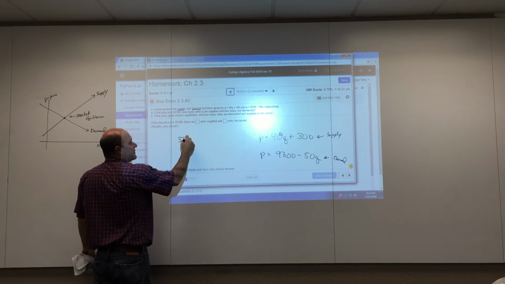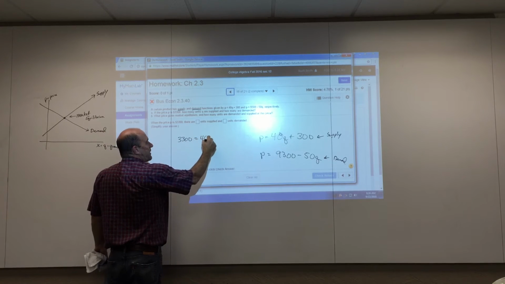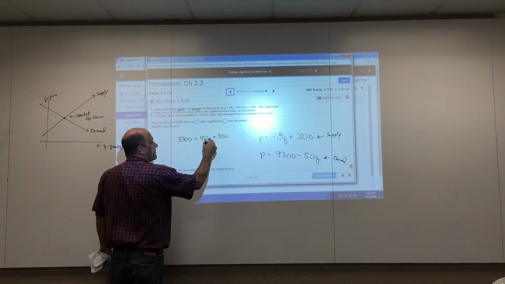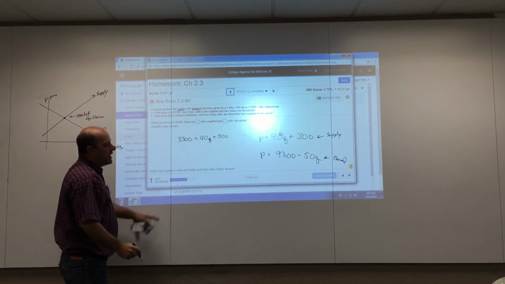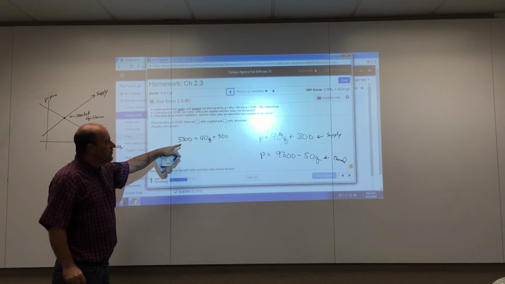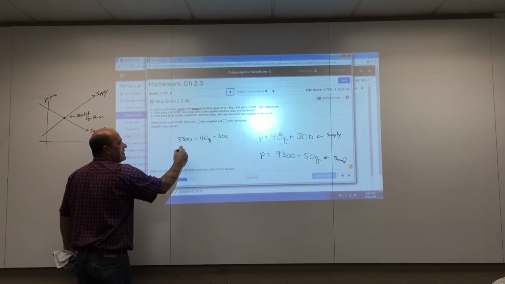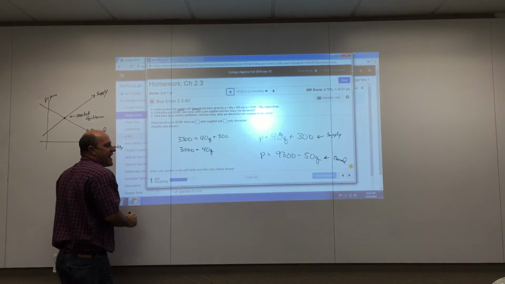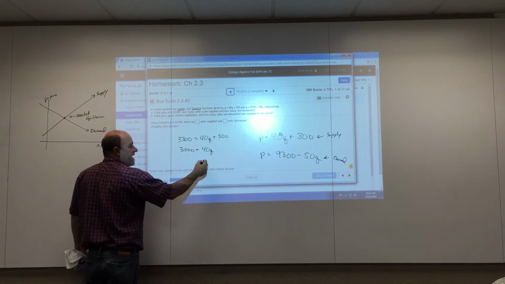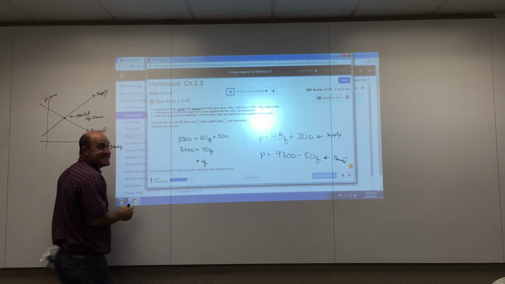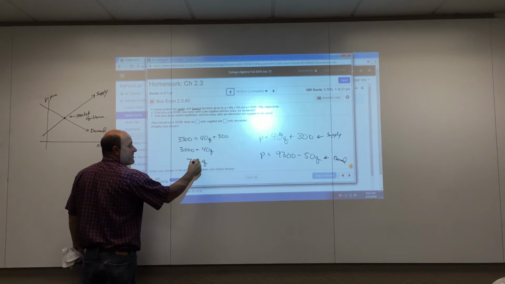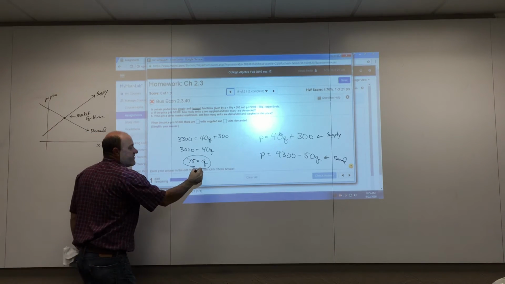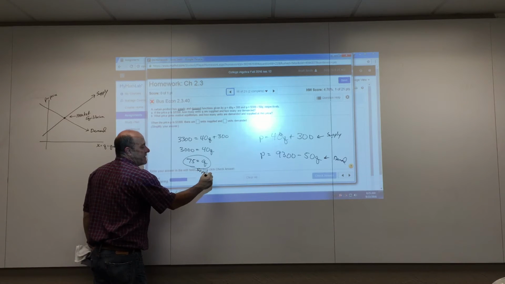If the price is $3,300 for that supply equation, I'm going to set 3,300 in for the price. I'm going to subtract 300. Let's do a little algebra here as fast as I can. I like to do fast algebra. Divide by 40, and Q is 75. 75 units are supplied.